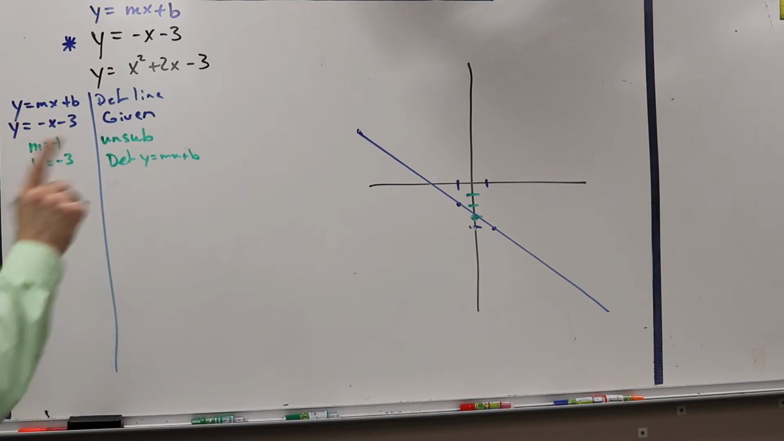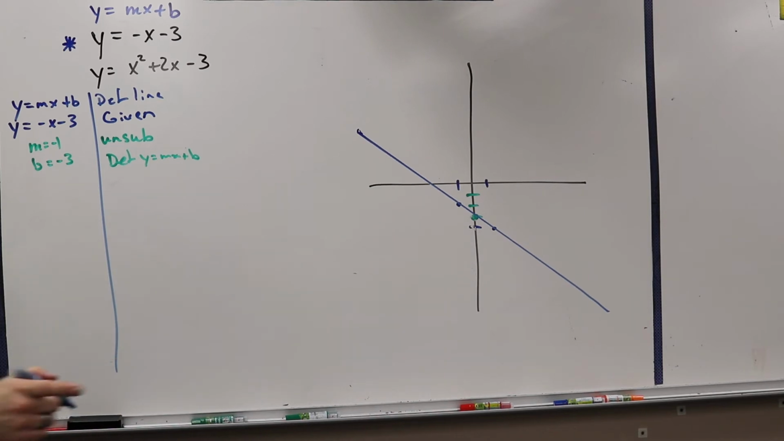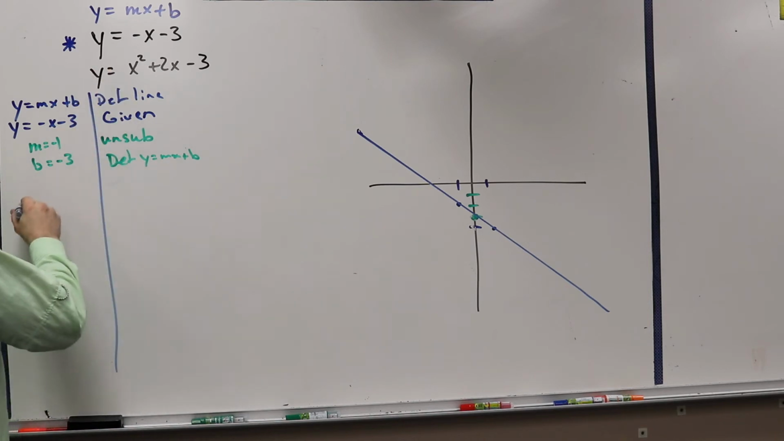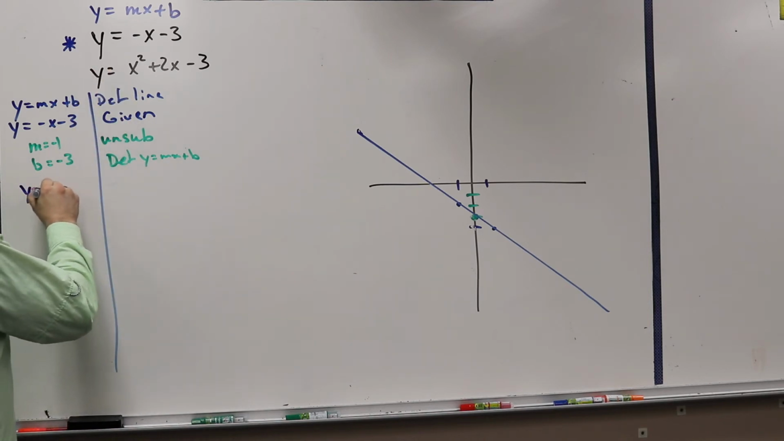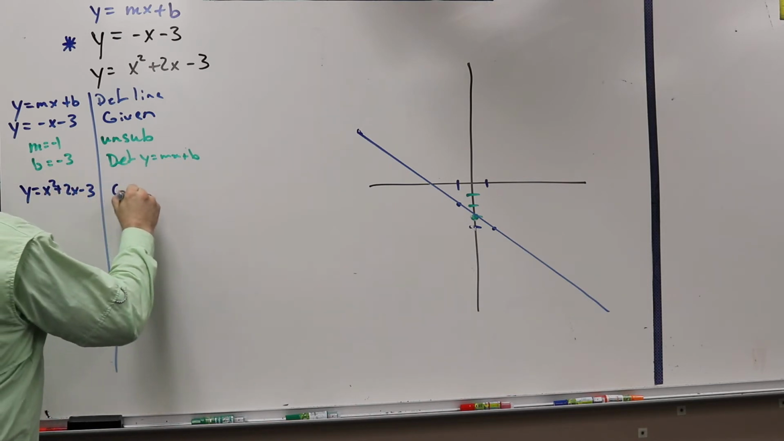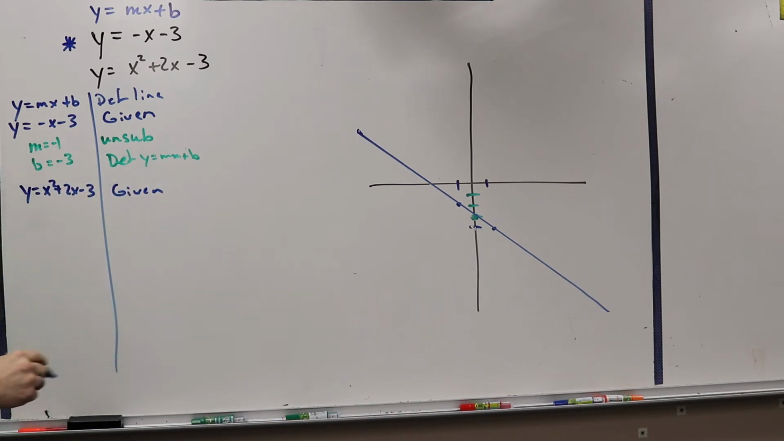But the first step to graphing a quadratic, right? Well, I have to know the quadratic, so let's get the given. y equals x squared plus 2x minus 3. Given, right? All right. Now, my first step to the 4-step method is to find the axis of symmetry, okay?